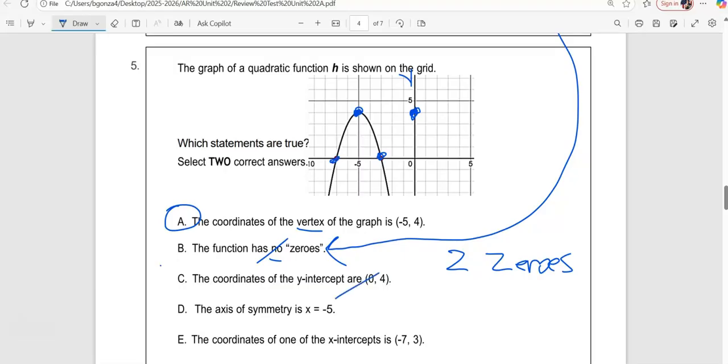Is the axis of symmetry x equals -5? So we've been saying this. The axis is x equals, and it does go through -5. x equals -5 is correct. That's great. Is one of the x-intercepts (-7, 3)? (-7, 3) is right here, and that is definitely not an x-intercept. So that is wrong. Cool.